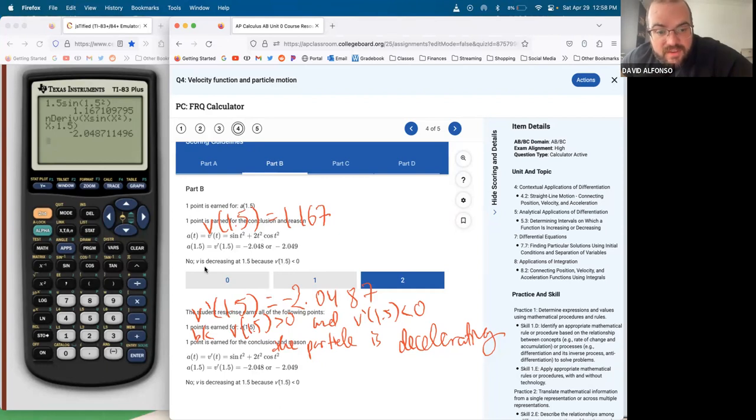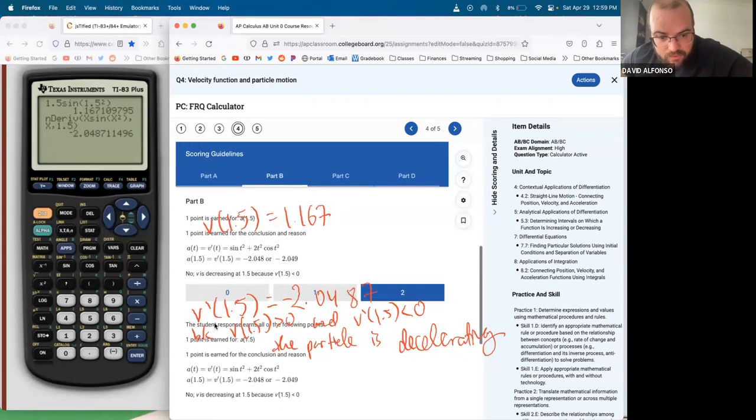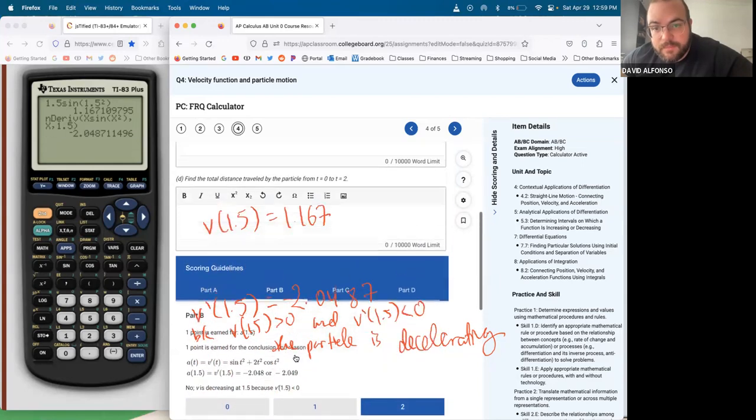So no, V is decreasing at 1.5 because V prime is less than 0. So that's that. Again, in the calculator section problem, you don't have to do a derivative. I don't know why they did it. I guess you can, but you're not getting a point for that. You're just getting a point for saying negative 2.048. And then you get 1 point for your conclusion and reason.